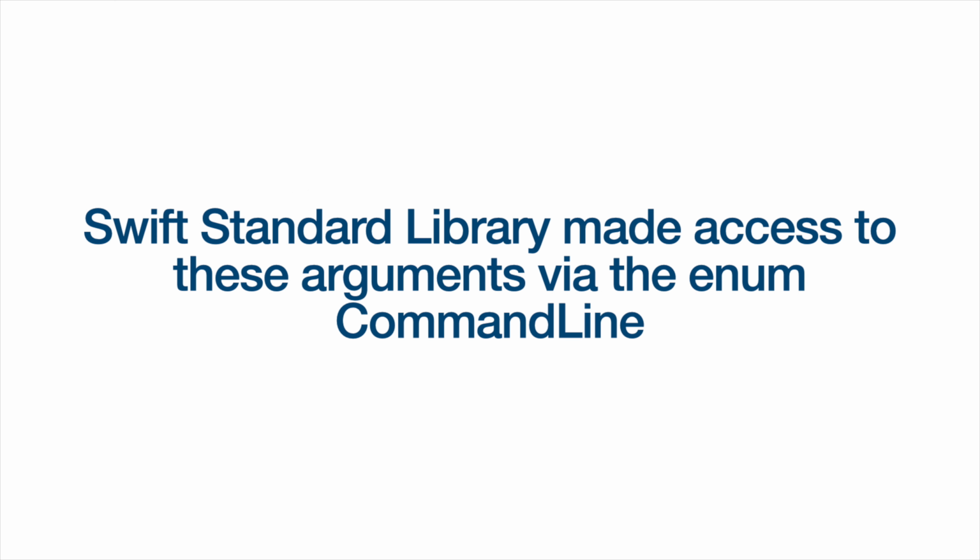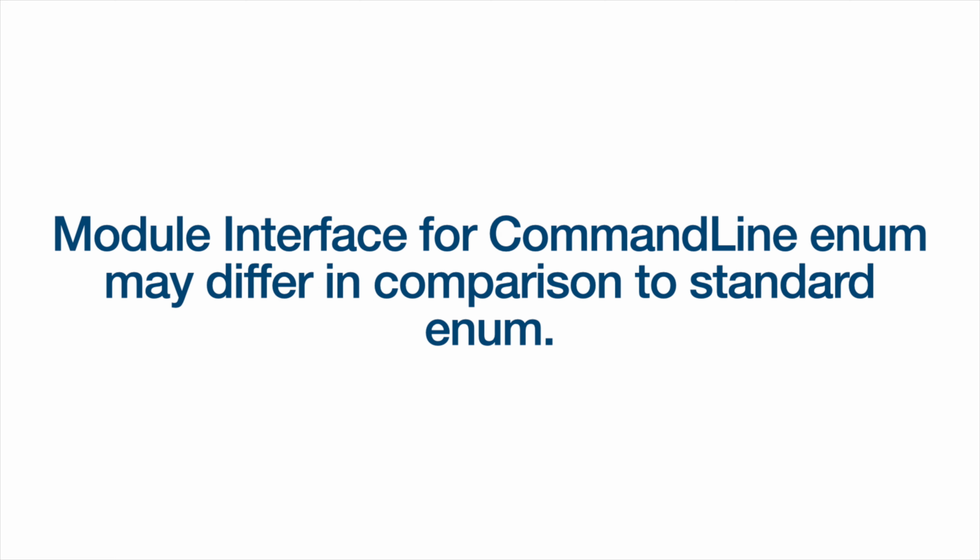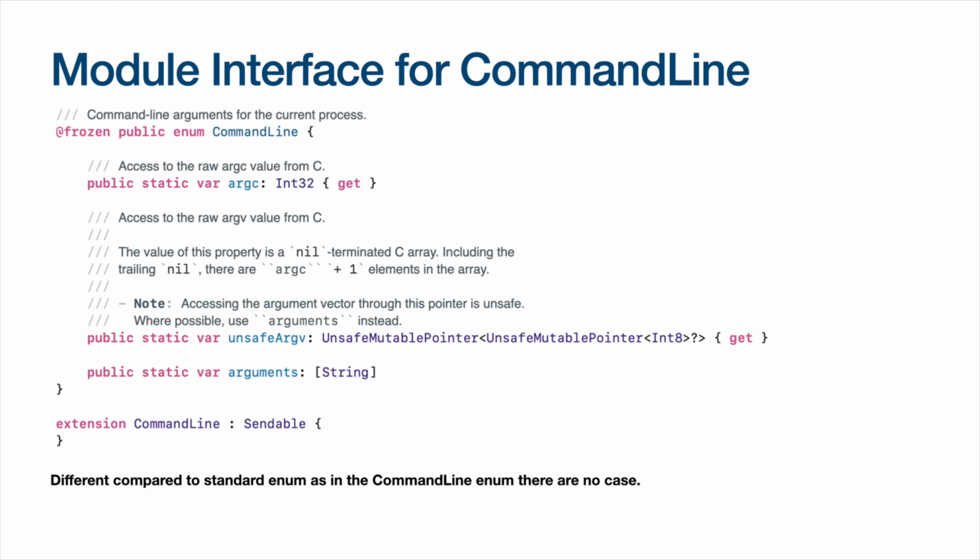The Swift standard library has made access to these arguments available via an enum named CommandLine. The module interface of the CommandLine enum is different in comparison with a standard enum. The availability of these arguments is ensured throughout the application lifecycle post-launch.